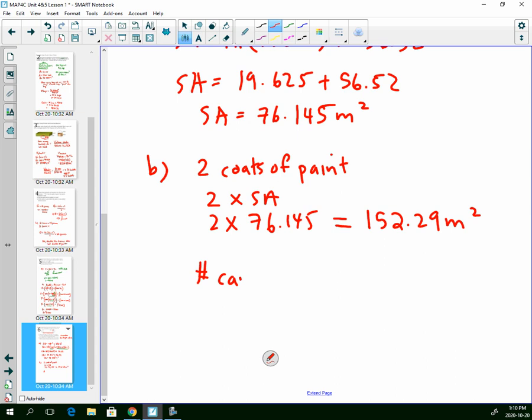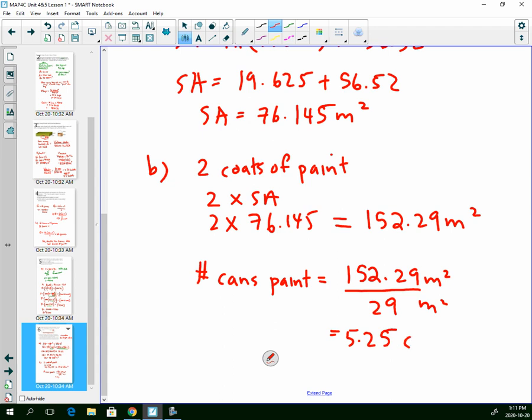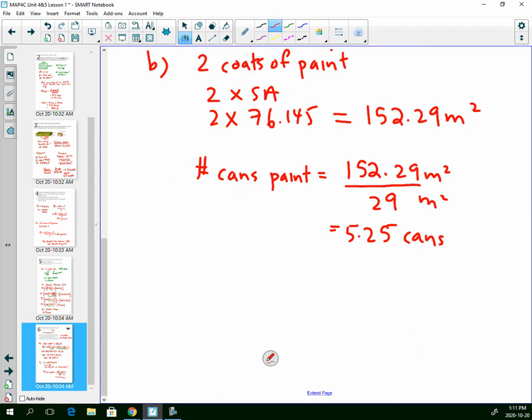Okay. Then we know that 1 can covers an area of 29 meters, so we can determine the number of cans of paint that we need. So 152.29 needs to be covered. Each can covers 29 meters squared. And we will just divide those two numbers. And we need 5 1/4 cans. Well, we can't have part of a can, so 6 cans, right? Because we don't want to get 5 and then not have enough to finish the job.